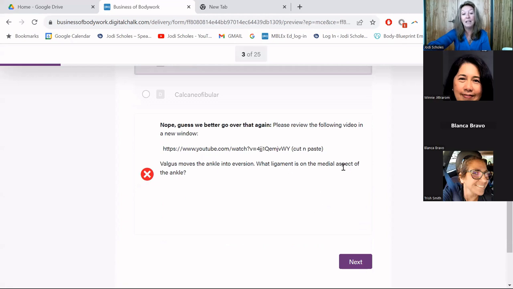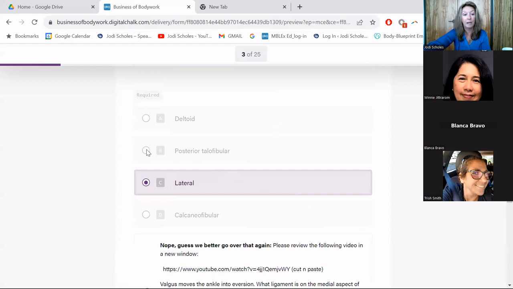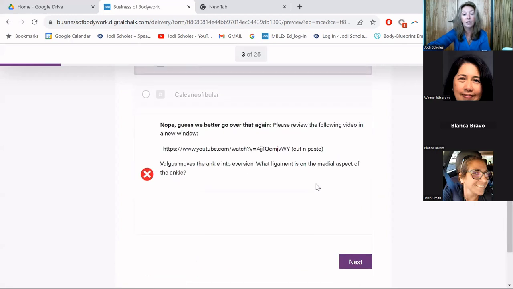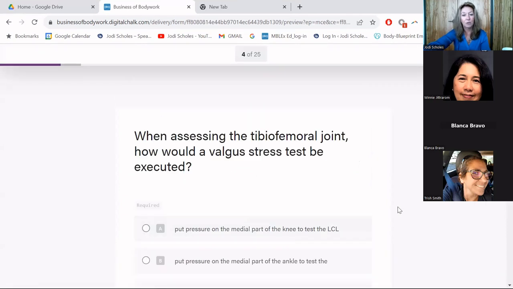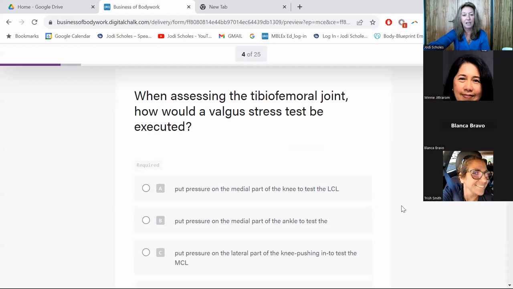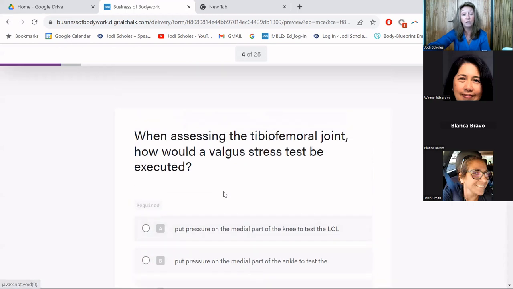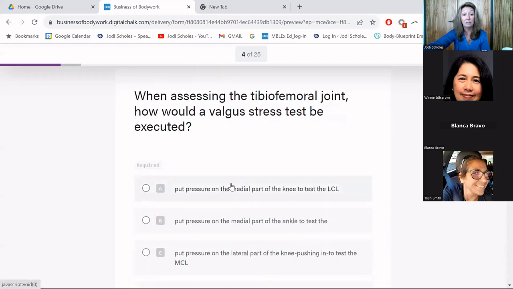What ligament is on the medial aspect of the ankle? Can we go back and pick it? Deltoid. Okay, but that's what happens. Okay, we've got time for one more. Oh boy, another valgus test. So now we know valgus because our last one was also valgus, and that's medial, right? So the valgus test is medial.